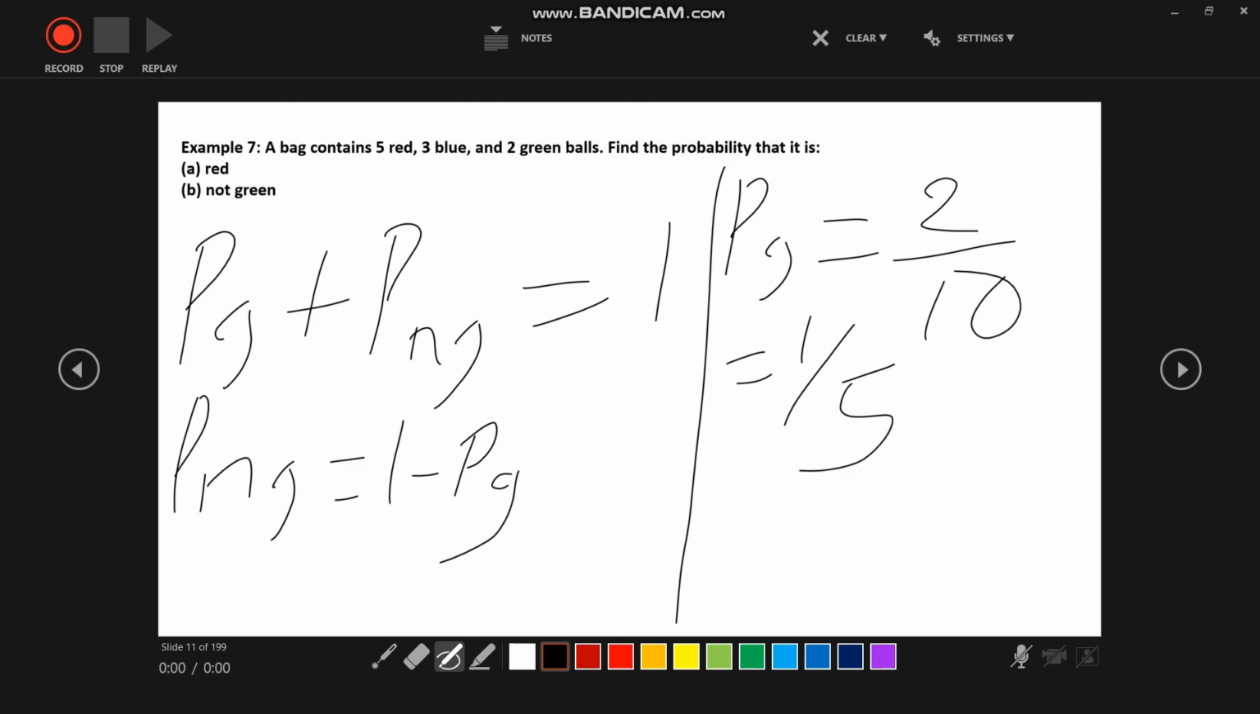So the probability of not green will be 1 minus 1 over 5, and this will give us 4 over 5.